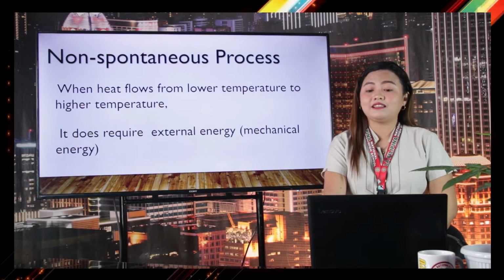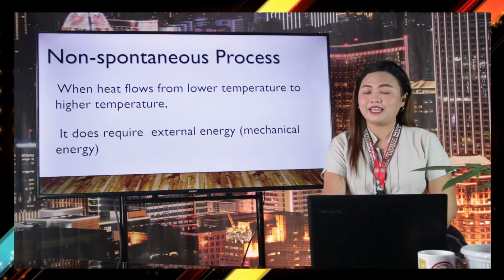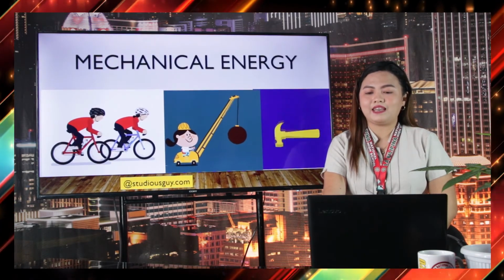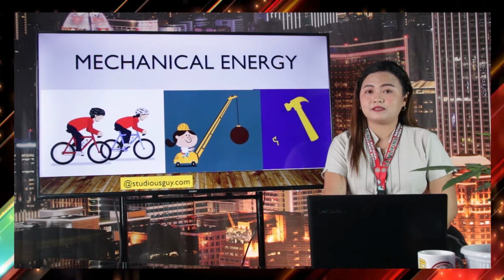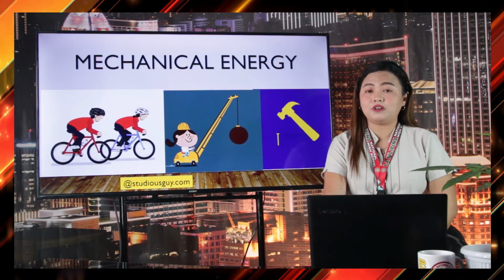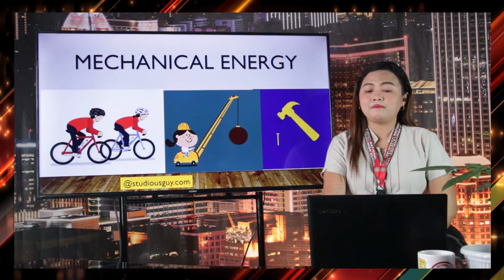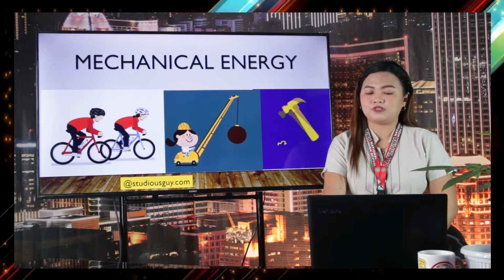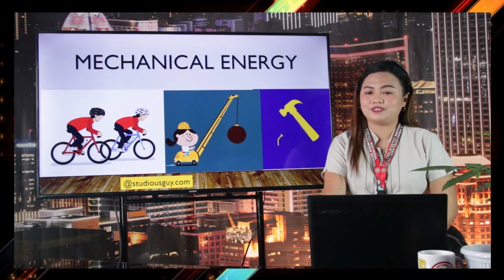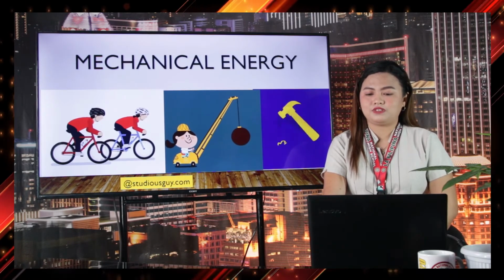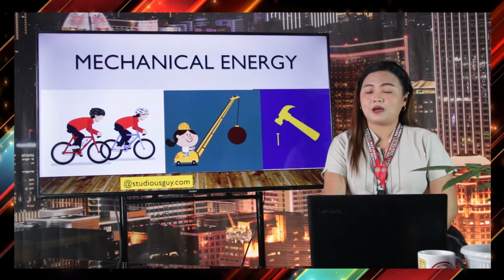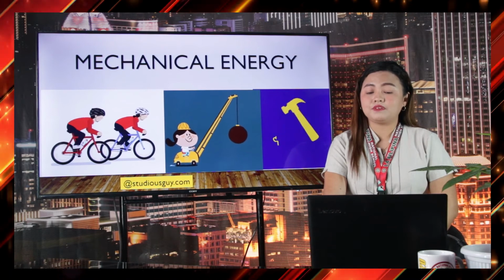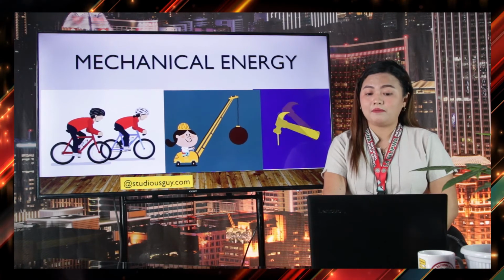Before we proceed, let's have a recall on what mechanical energy is all about. We know that mechanical energy is the energy that is possessed by an object due to its motion or due to its position. Mechanical energy can be either kinetic energy, or energy in motion, or potential energy, or stored energy of position. These are some examples of mechanical energy: riding a bicycle, driving a pulley truck, hammering a nail, and many more.